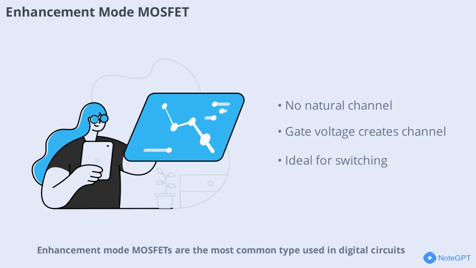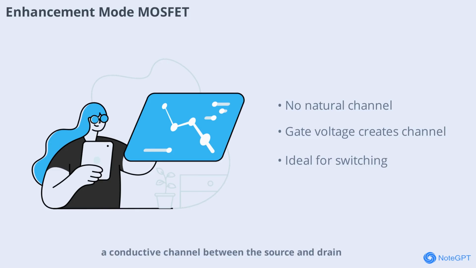Enhancement mode MOSFETs are the most common type used in digital circuits. In this device, the channel does not exist naturally. When a voltage is applied to the gate, it creates an electric field that forms a conductive channel between the source and drain. The more positive the gate voltage, the more current can flow. Enhancement mode MOSFETs are ideal for switching applications due to their fast response and low power consumption.